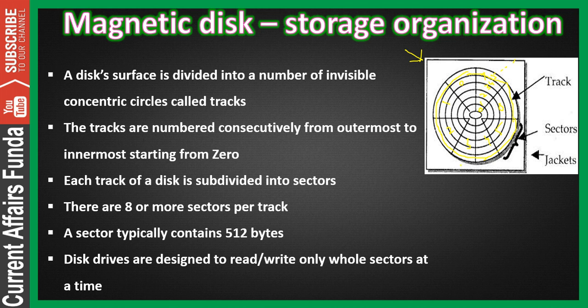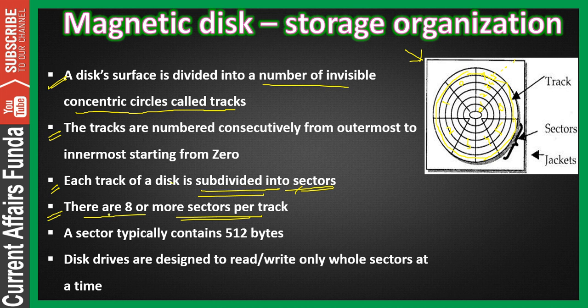This is the basic organization, which you can read here: a disk surface is divided into a number of invisible concentric circles called tracks. The tracks are numbered consecutively from outermost to innermost, starting from 0. Each track is subdivided into sectors, and there are 8 or more sectors per track. A sector typically contains 512 bytes.